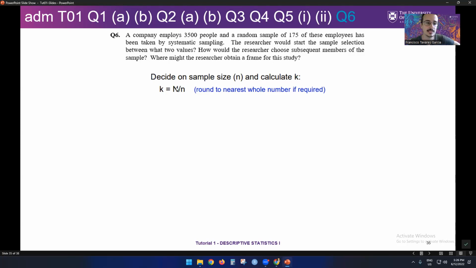So decide a sample and make the methods. That's exactly what Harry did here. The researcher could start at any number, for example 10, and would select every subsequent 20th. Excellent, that's the example. And the frame for this study could be a list of employees. Exactly. Very good. That's basically how you start.